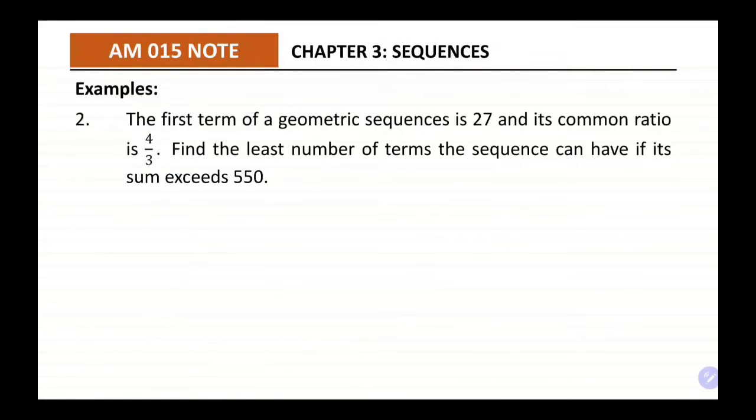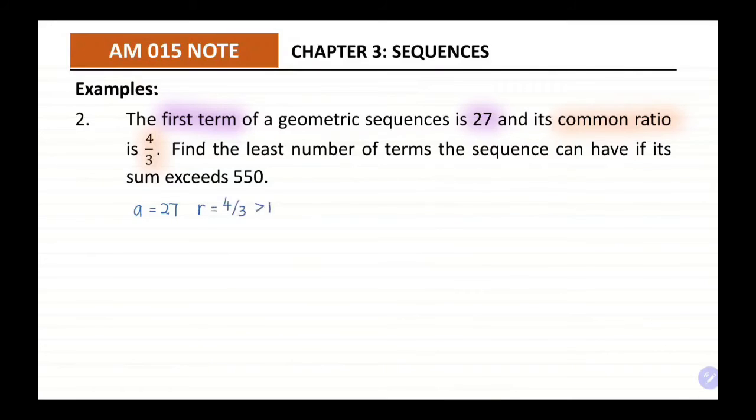Question number 2. The first term of a geometric sequence is 27 and its common ratio is 4 over 3. Find the least number of terms the sequence can have if its sum exceeds 550. Okay, now given first term means a equals 27 and common ratio r equals 4 over 3.